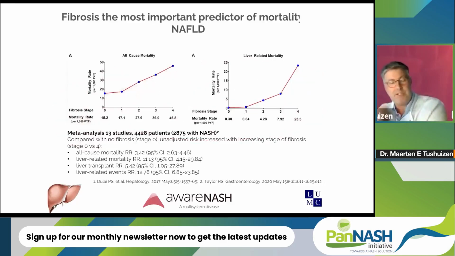It's important because liver fibrosis has been shown to be the most important predictor of mortality in NAFLD. Here you can see a meta-analysis of almost 1,500 patients with more than 70,000 patient years of follow-up. And you see the increased risk of liver-related mortality. It exponentially increases with the increase of fibrosis stage.